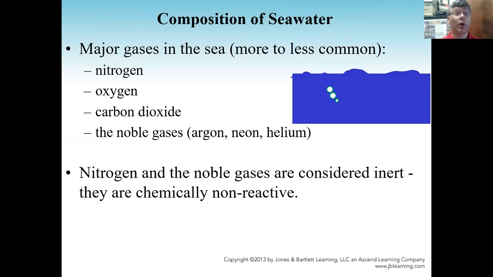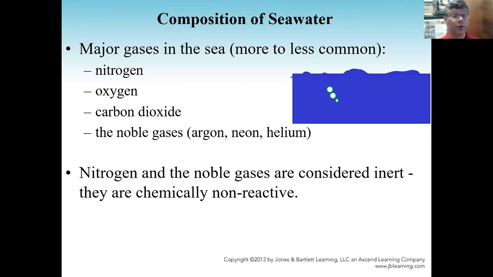What else is in the seawater? There are dissolved gases. The most common, nitrogen and oxygen. All those are most common in air, not too surprisingly. There's also appreciable carbon dioxide and noble gases, things like argon, neon, helium, krypton, xenon.